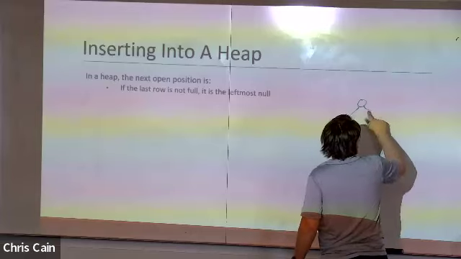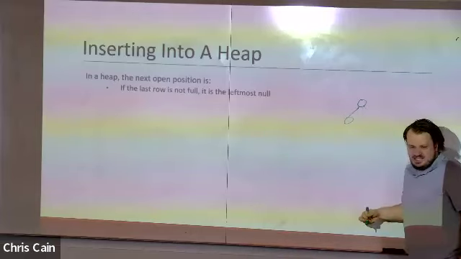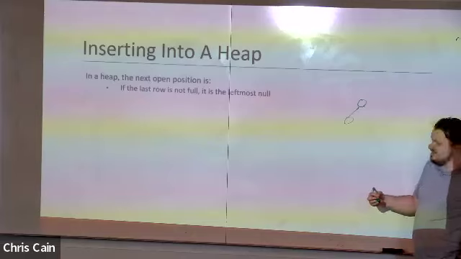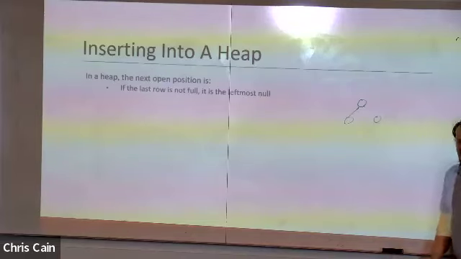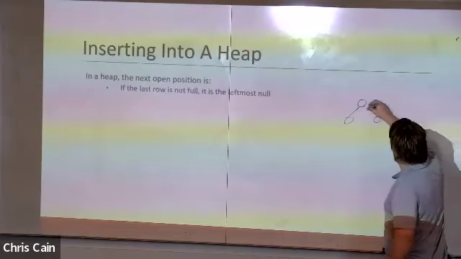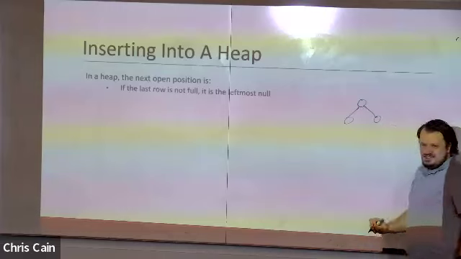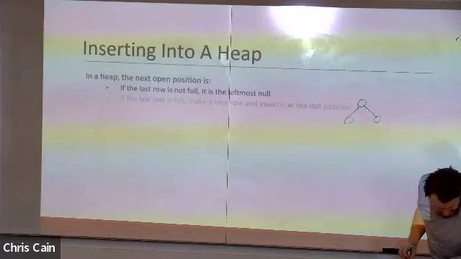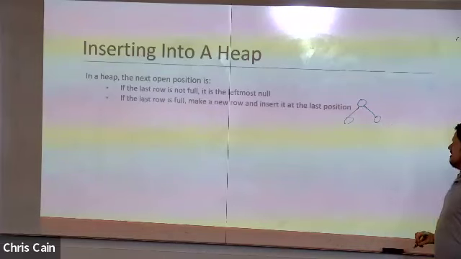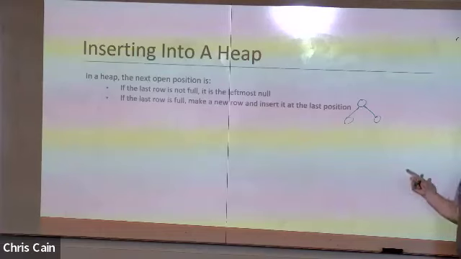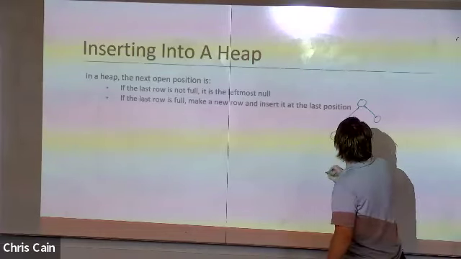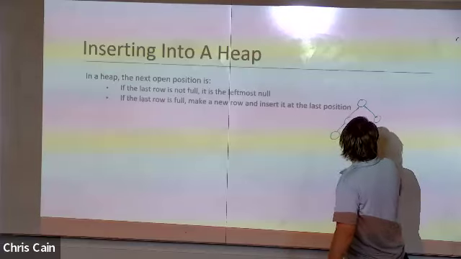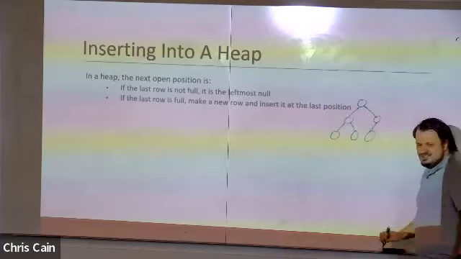So let's say this is currently our heap. The next open position in the heap is right here, the leftmost place in the last row that has a null child. So you would insert here. If the last row is full, you'll make a new row and insert at the leftmost position in that row. So the next place to insert would be here.